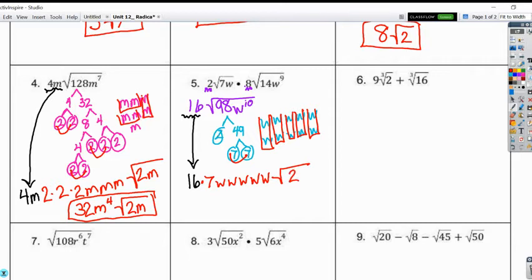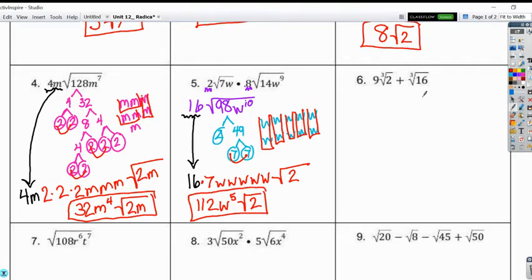Fill it in. Now we go ahead and simplify. So out in front, I've got a 16 times a 7. That is 112. Look at how many w's we are multiplying together here. That is w to the 5th power times the square root of 2.